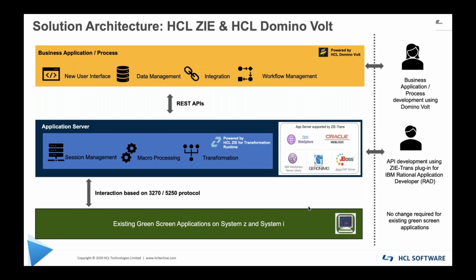On the right-hand side of the page, you can see how you can develop different components of the joint solution. The Vault application can be developed using a web-based development interface using forms and other widgets available. Transformation logic and APIs are developed using the ZIE for Transformation plugin for the IBM Rational Application Developer IDE. With the joint solution, we are anticipating no change to existing legacy applications.